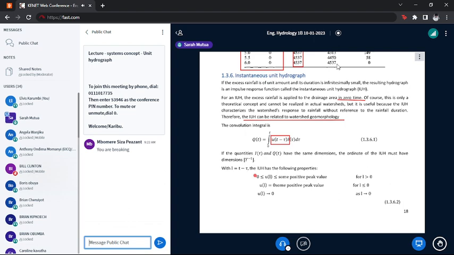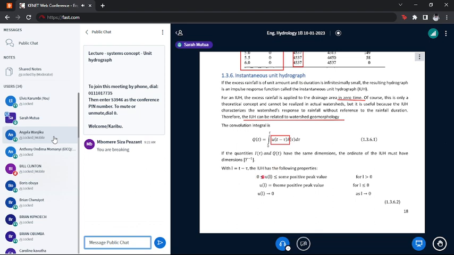And normally the instantaneous unit hydrograph has units of per time, and the instantaneous unit hydrograph has a number of properties. 1, 0 is equal or less than the unit hydrograph of time t minus tau, because L is t minus tau. And remember that t minus tau minus t minus tau is 0, is almost 0.